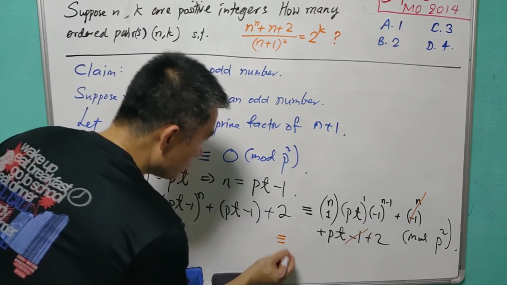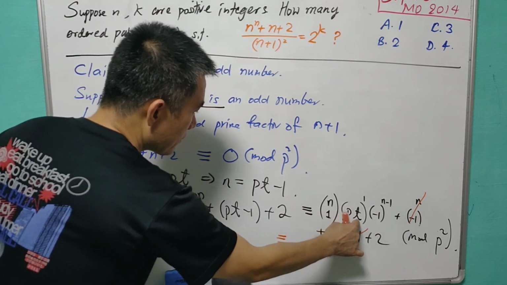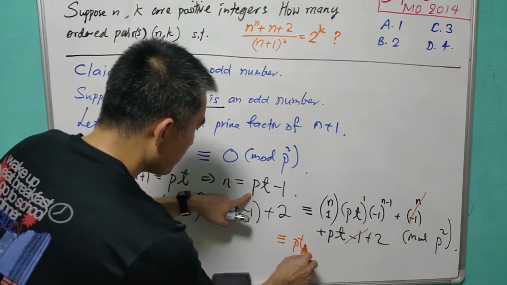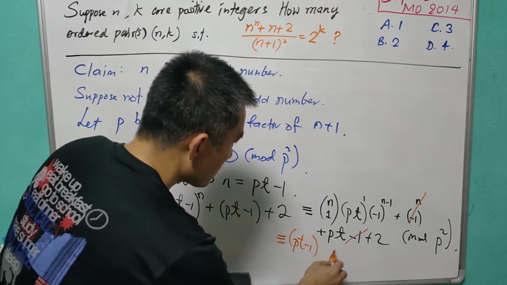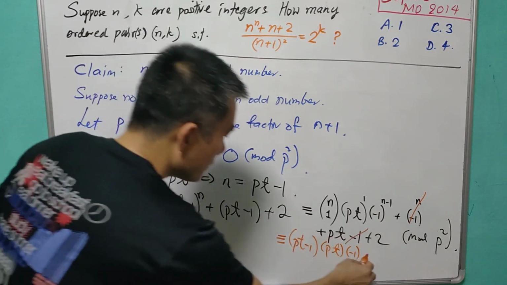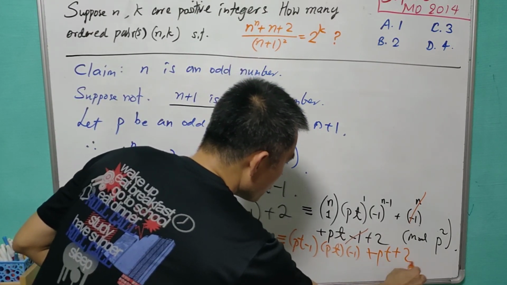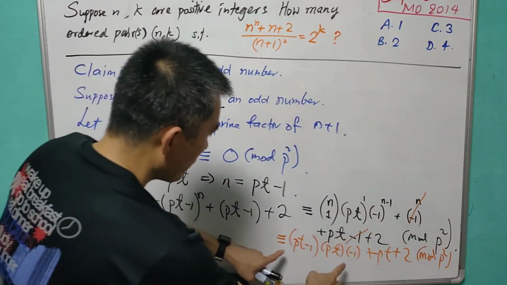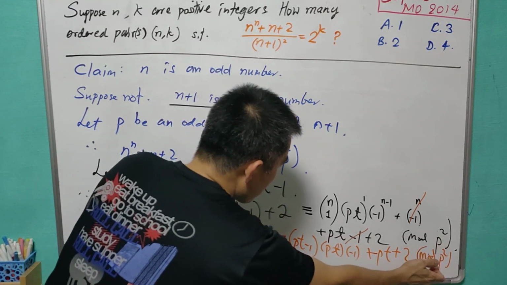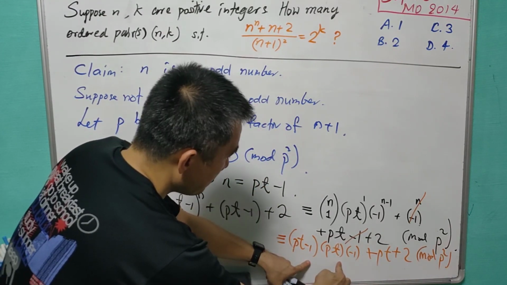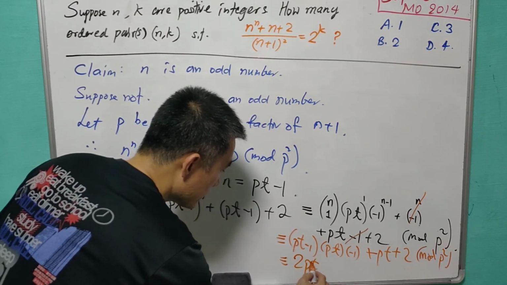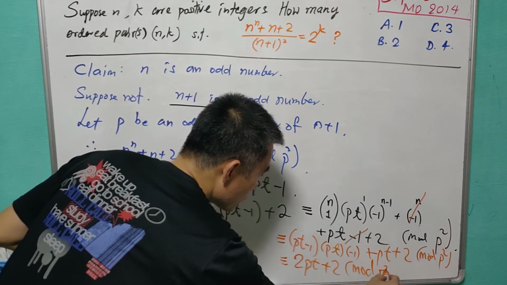Negative 1 to the power of n minus 1 will have value negative 1. So this will be congruent to n times pt, where n itself is equal to pt minus 1, times pt, and negative 1 plus pt plus 2, mod p squared. Now when you expand this, there is a pt squared term, then we can just ignore it because it is mod p squared, and there is pt plus 2. There will be 2pt plus 2 mod p squared.